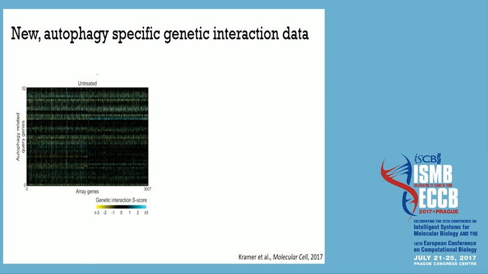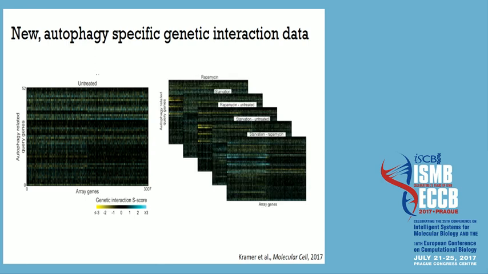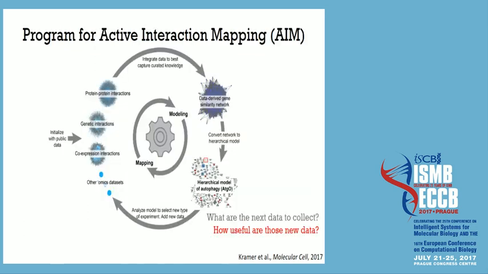So we actually have an advantage over previous experiments because we're not collecting just in a rich media, sort of non-specific way, but we can also collect data under autophagy-inducing conditions with rapamycin and with starvation. And we can look at how the genetic interactions change across these conditions. So now that we've got that data for about 156,000 gene pairs across all these conditions, we want to answer the question, how useful are those new data?